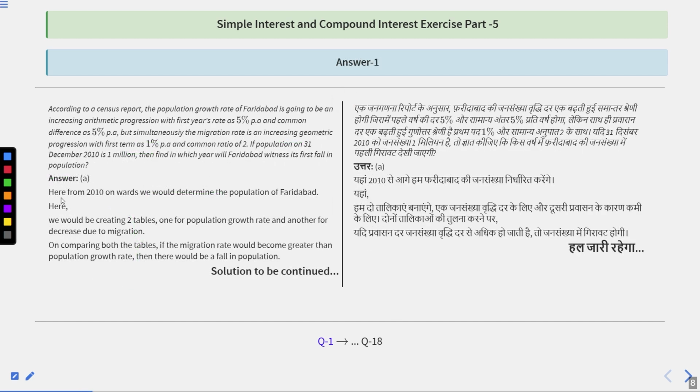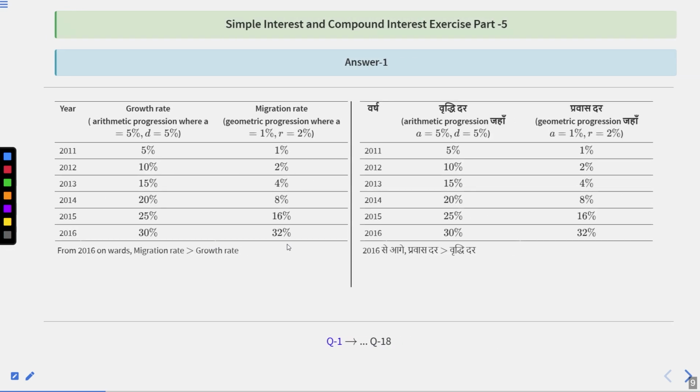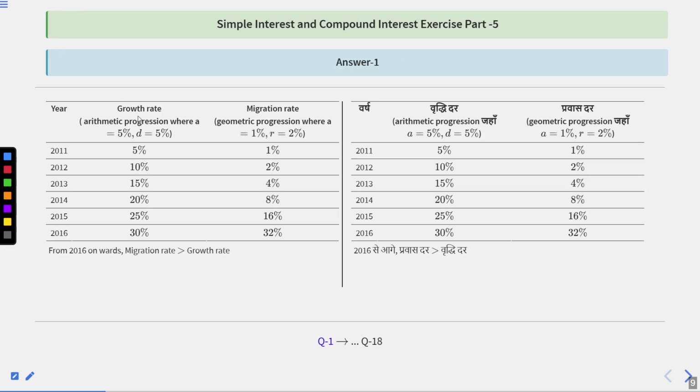The question says that from 2010 onward we would determine the population of Faridabad. We would be creating two tables, one for population growth rate and another for the decrease due to migration. On comparing both tables, if the migration rate becomes greater than the population growth rate, then there would be a fall in population. Clear? Solution to be continued. So first we create two tables, a growth rate table and a migration table.